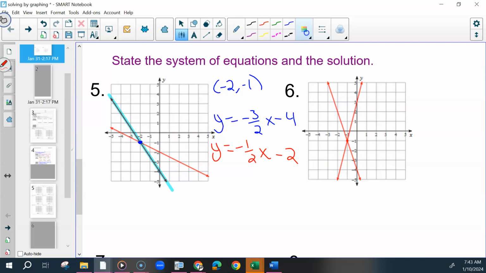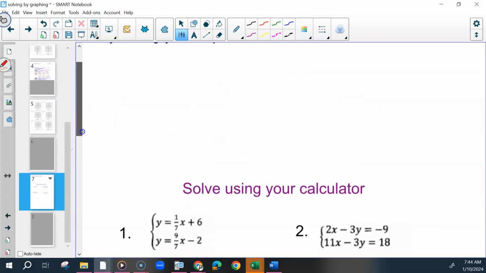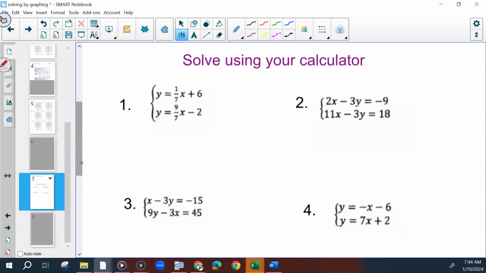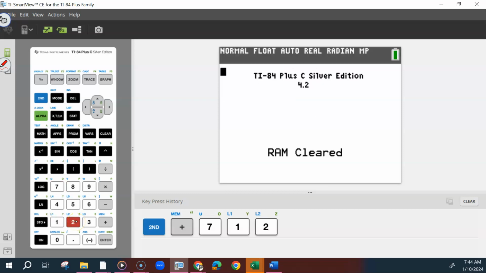Go to the very last page. On your calculator, go ahead and reset it: 2nd plus 7 more 2. And then we're going to do number 1. So this is a good way to check yourself, like while you are taking the test or quiz, and you want to double check is my answer correct. Besides that first part, this is a fast way to check it.